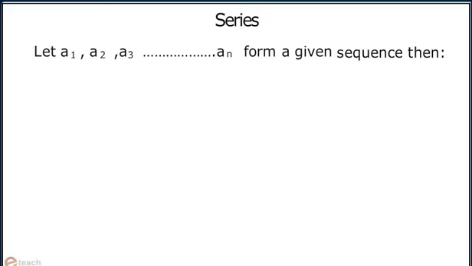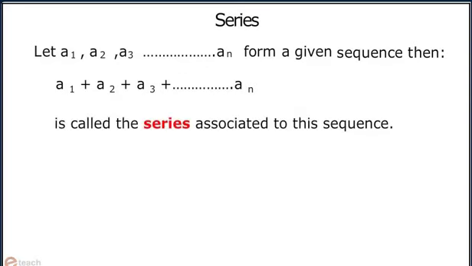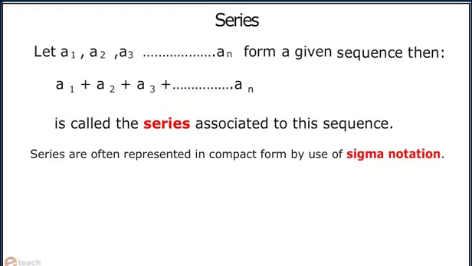Series. Let A1, A2, A3 and so on till AN form a given sequence. Then we have A1 plus A2 plus A3 plus A4 and so on till AN. This is called a series associated to that sequence.